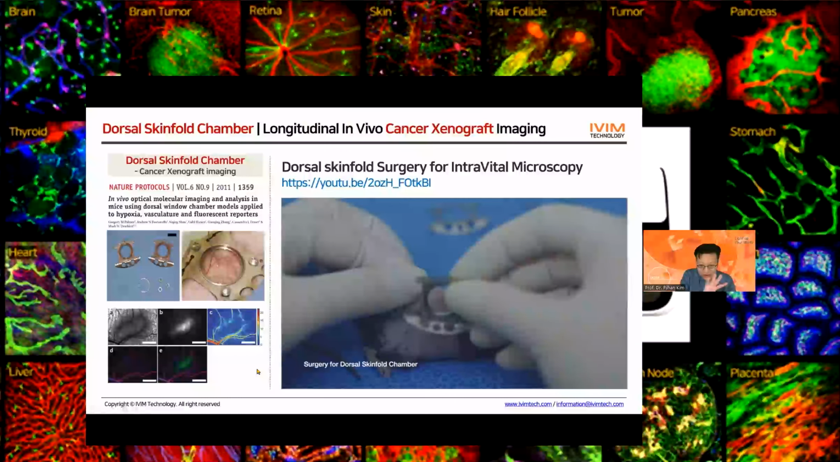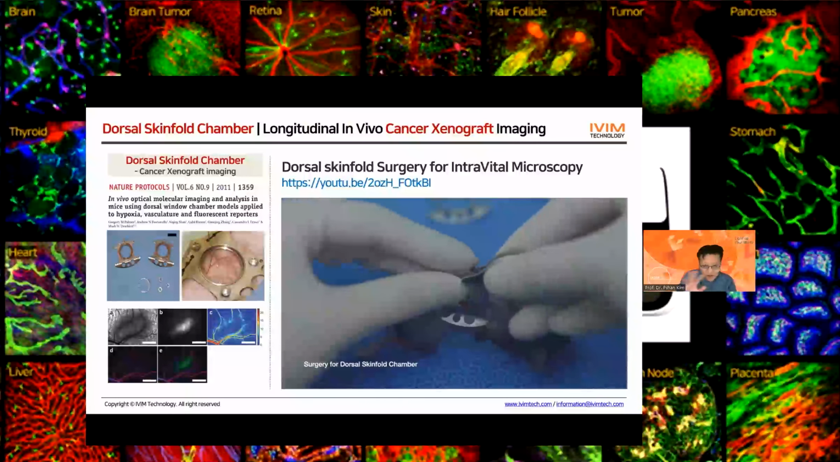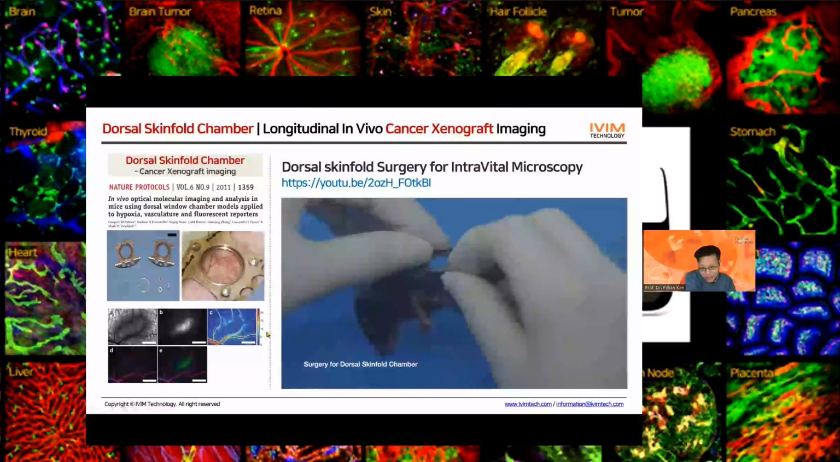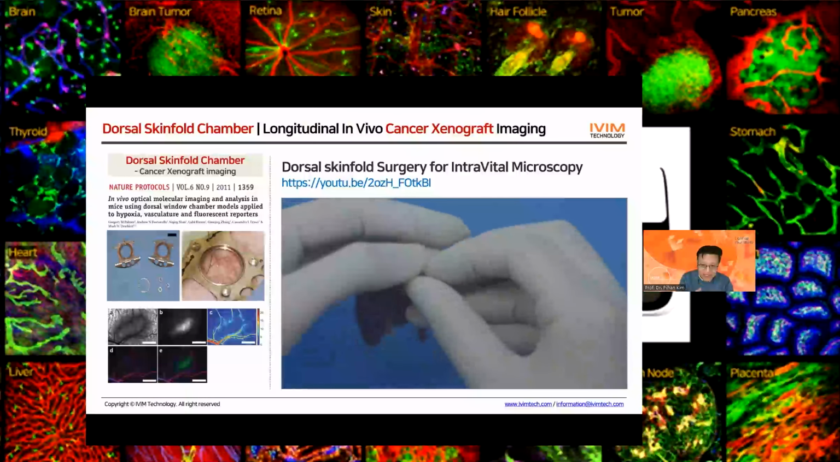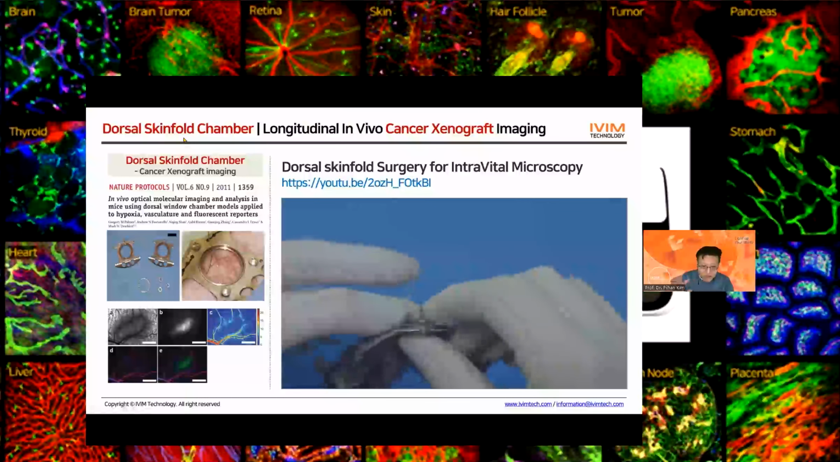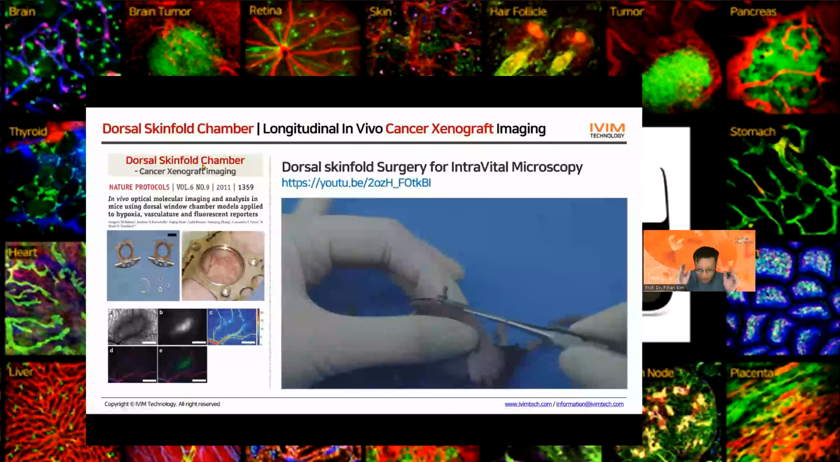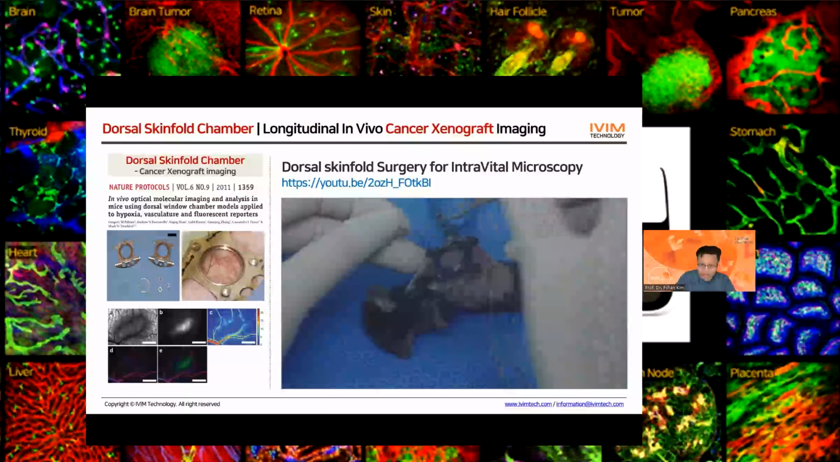Okay, let me quickly go through several examples of what we have done by using our intravital microscope. So together with this intravital microscope, we can use several imaging chamber techniques, such as dorsal skin fold chamber. I guess some of you already heard about this technique. This is an imaging chamber that can be implanted on the dorsal skin of the live mouse model.